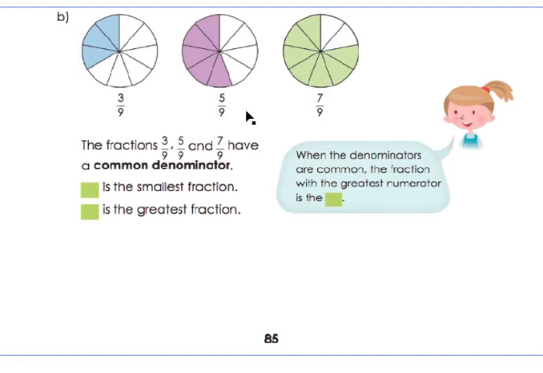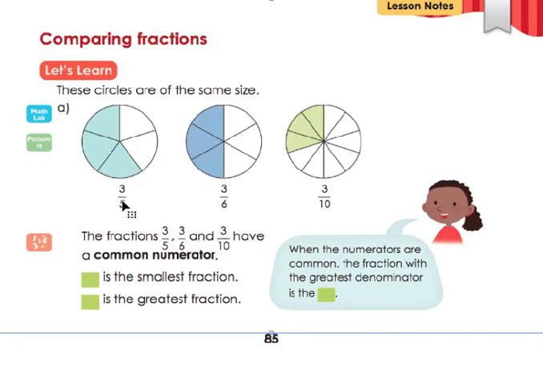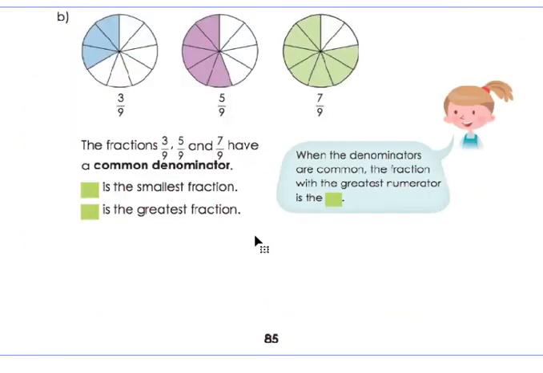What do you notice in these fractions? Exactly, the denominator is the same. In the other that we just did, look, the denominator is different. The numerator was the same. That's a common numerator, means that they have the same. But now in here, we have a common denominator. That means that denominator is the same.